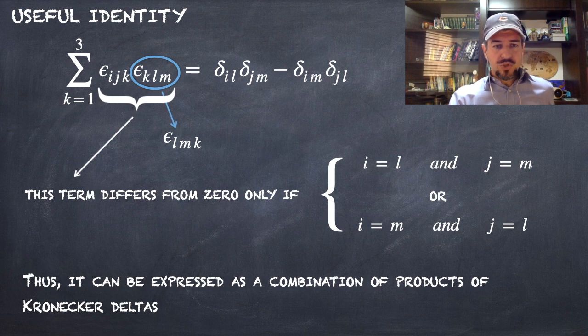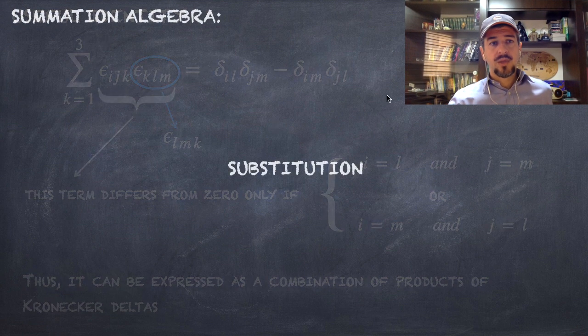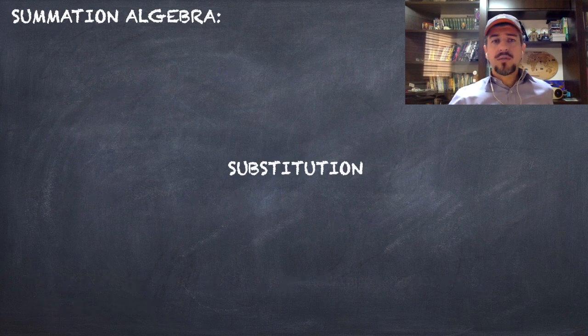So, as a result, the summation of these terms can be expressed as a combination of products of Kronecker deltas, the way that we would like to demonstrate this identity. Okay, to conclude, let's discuss some algebra with summation.